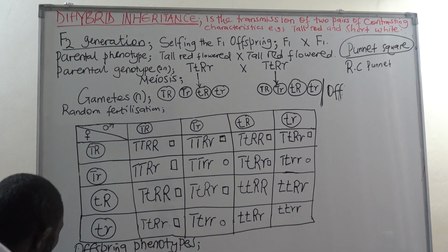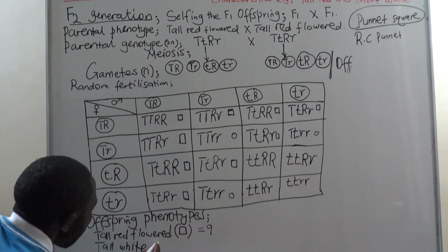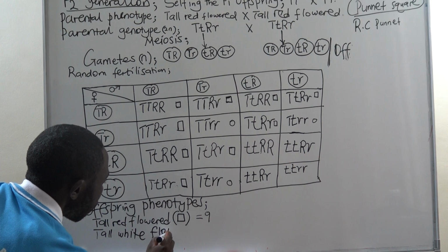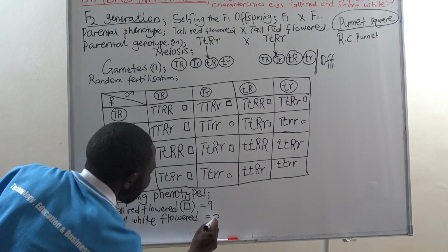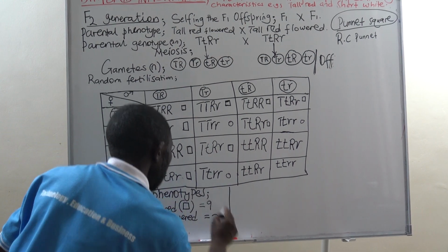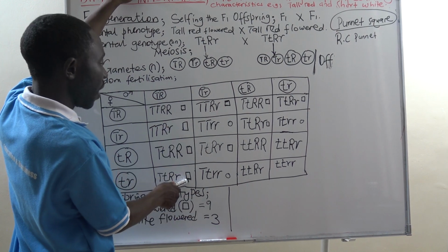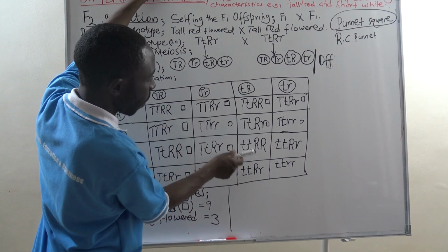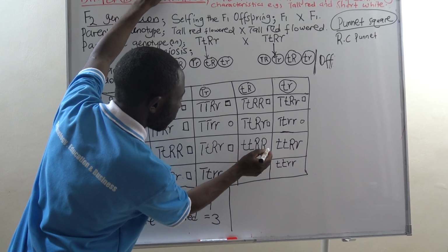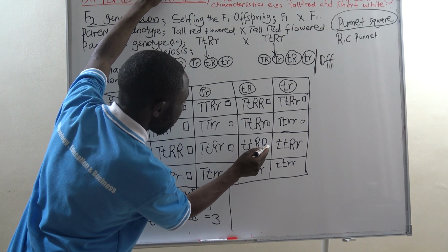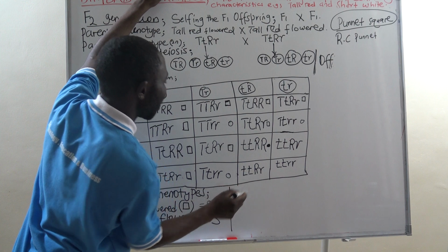So tall white flowered plants are 3. Okay, we move on. Everything here has been identified. In this column, there is still 1. This one here. So which mark am I going to give? I can give a 0, but I change. So I can call it a dot.